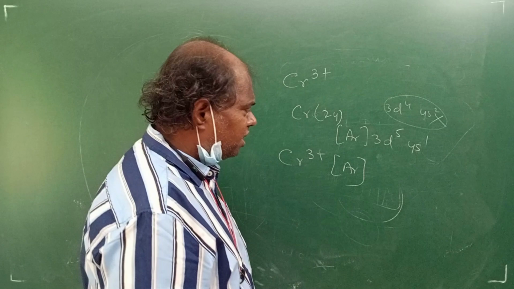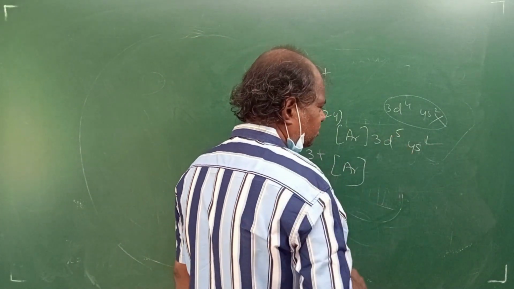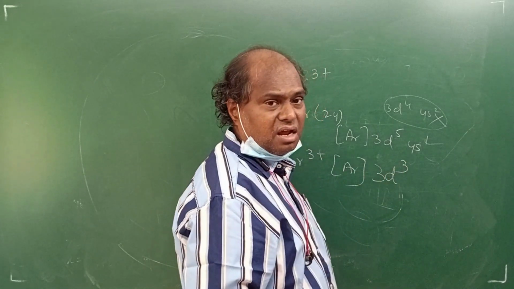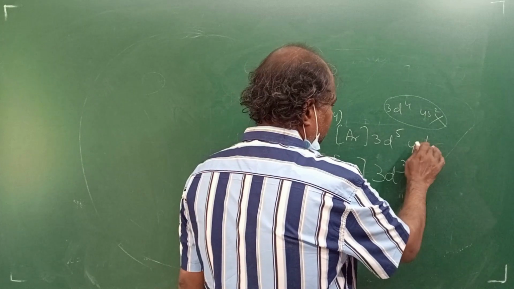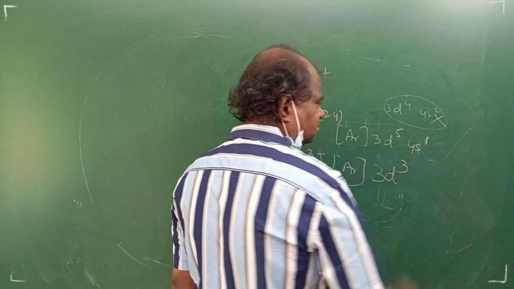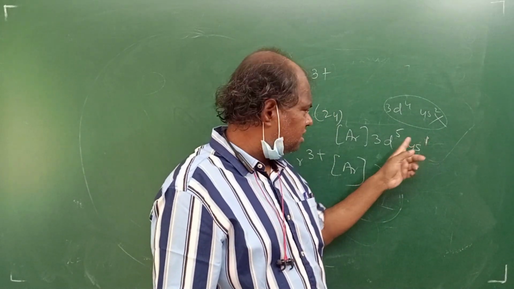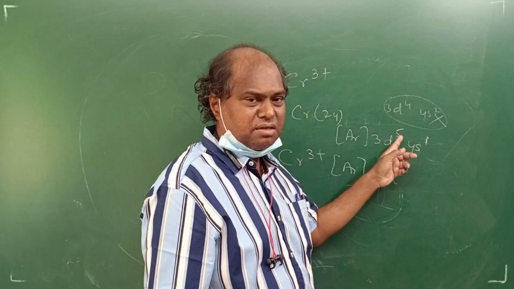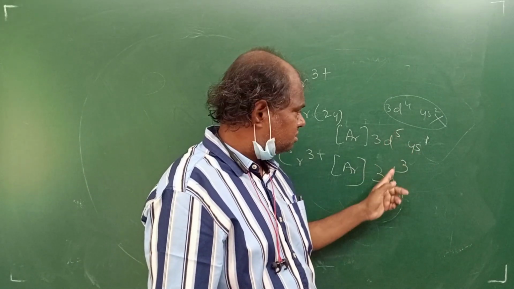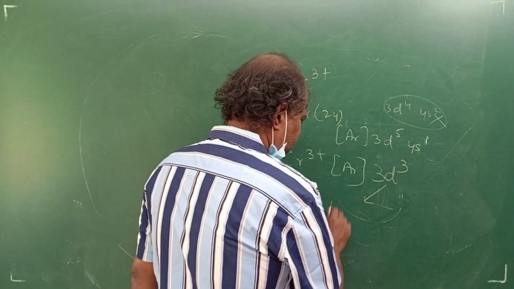3 electrons. To remove 3 electrons, you take one from the S orbital and another 2 from the D orbital. So you will remove 3. So what will be the configuration? 3d3. Correct, no? You remove one from the S orbital, and remember, another 2 you remove from the D orbital. 3 electrons, 1 plus 2, right? So you will get 3d3. Now you just draw the box diagram.